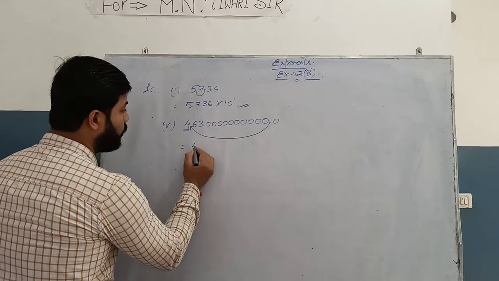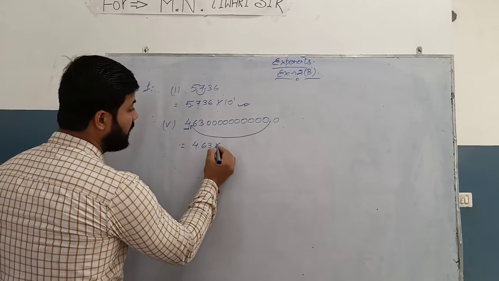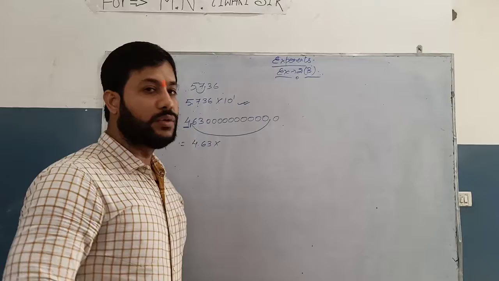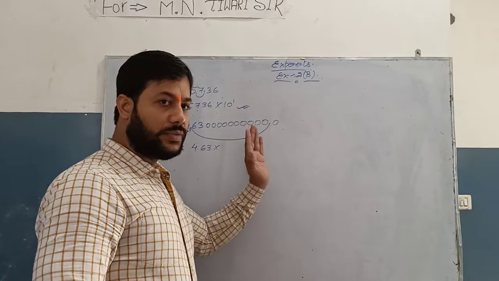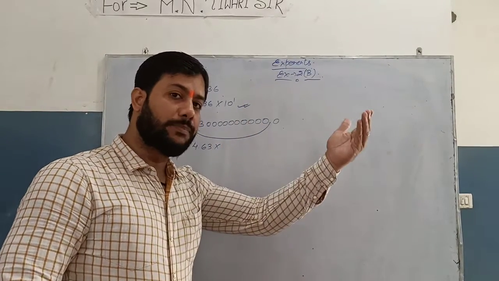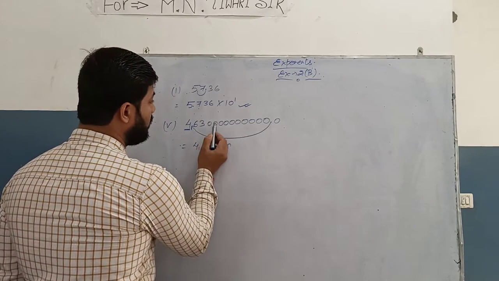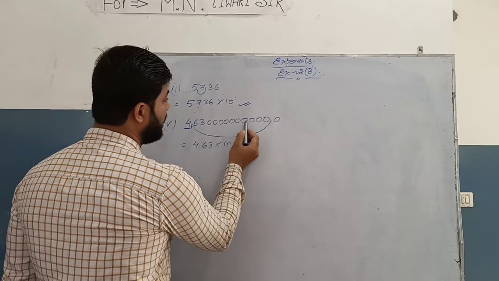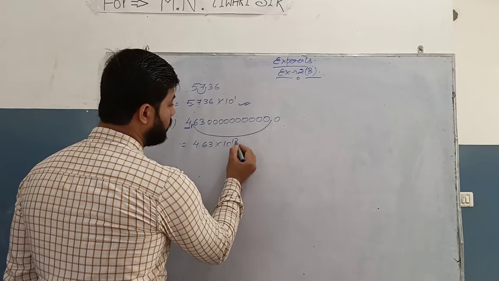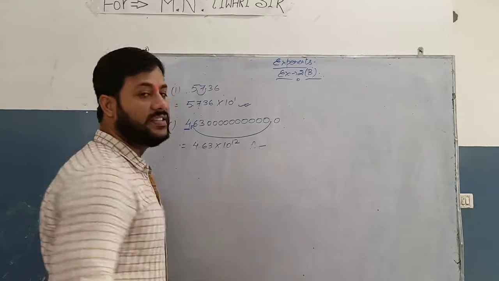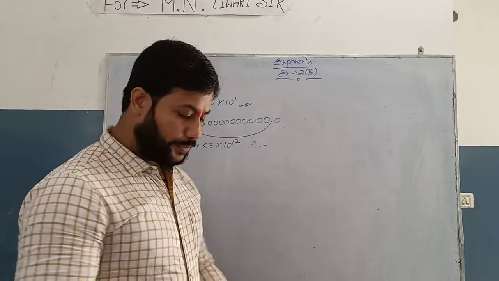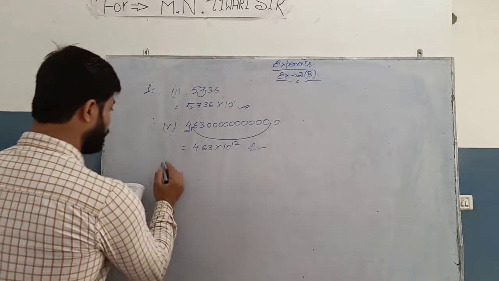So 4.63, and the number of zeros that are left out from here, we will place at the power of 10. So 10 to the power 12. So that will be your answer. Now we will take one more question.